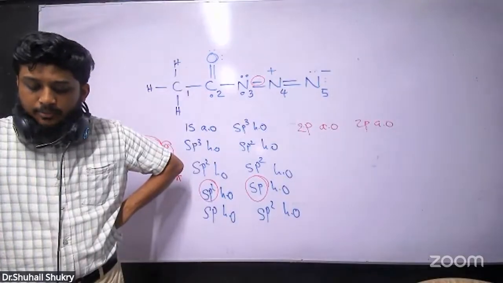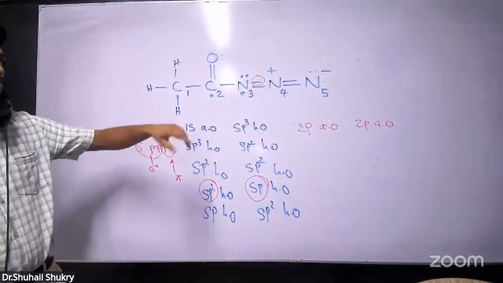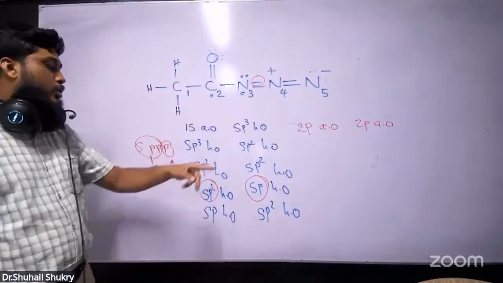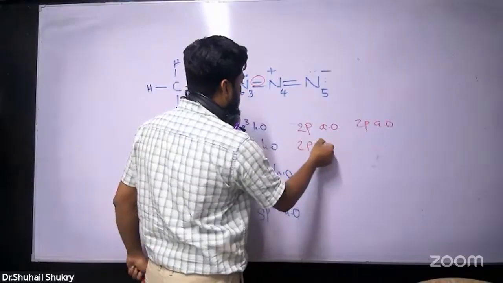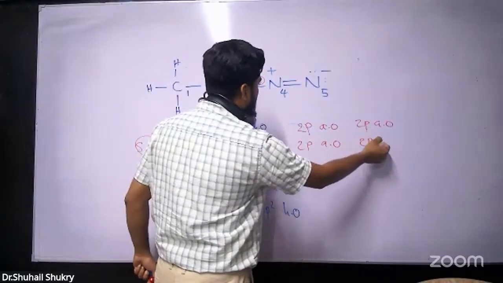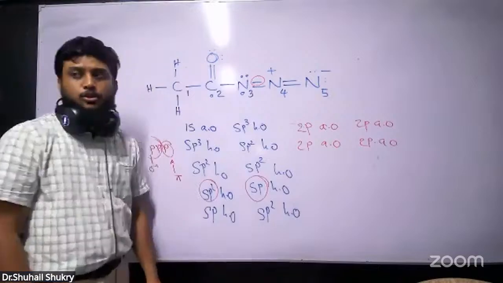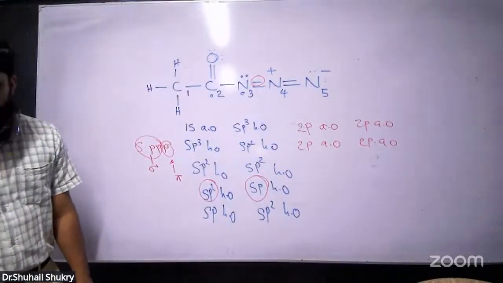Now put the N4 and N5. Where is N4? N4 is also involving what? A 2p atomic orbital, another 2p atomic orbital. Everything will be a 2p atomic orbital. It was C2 and O6.